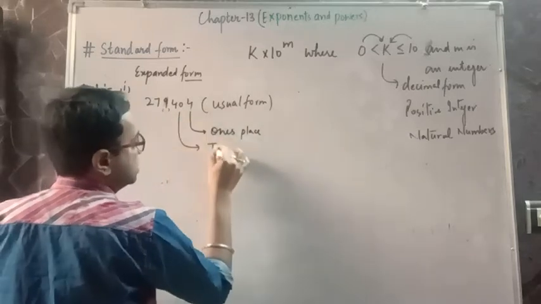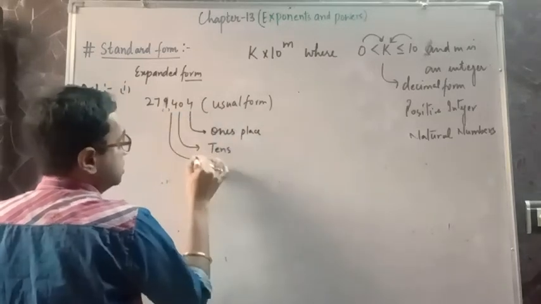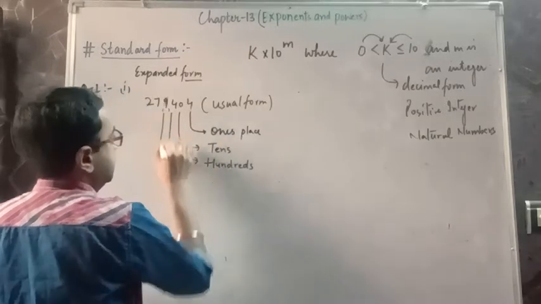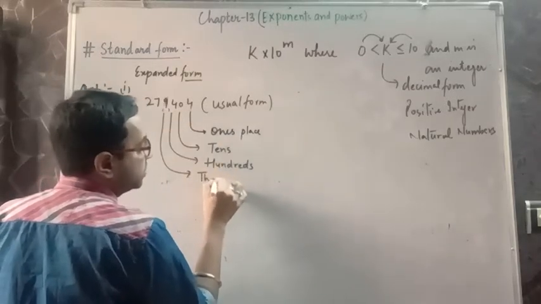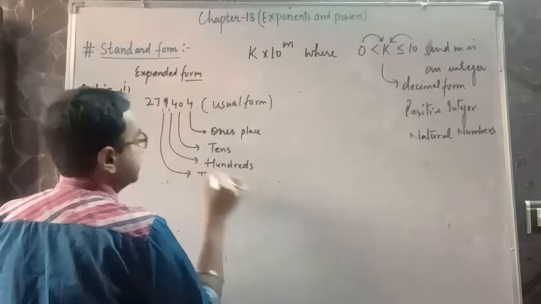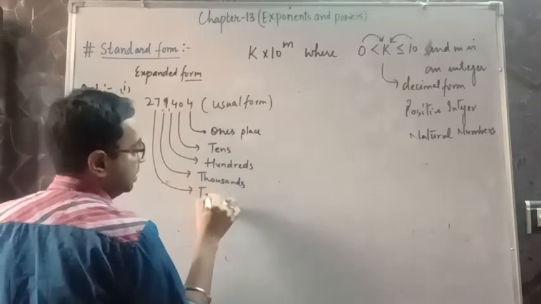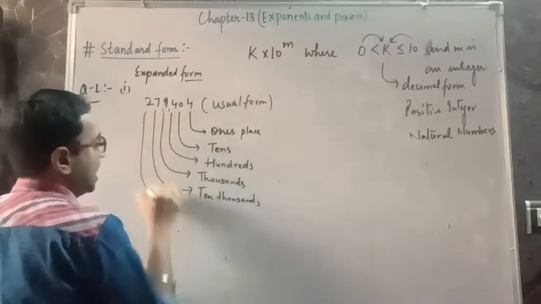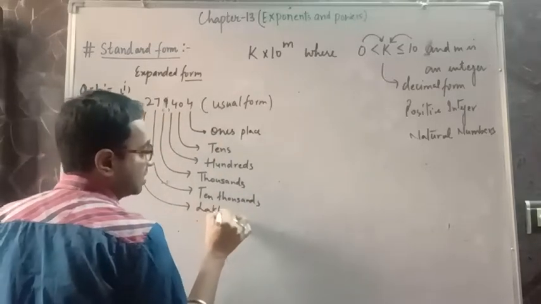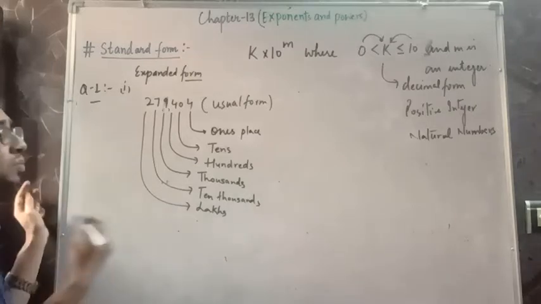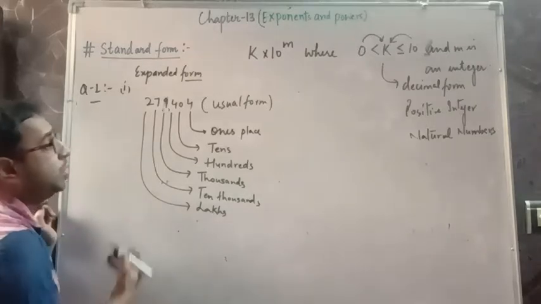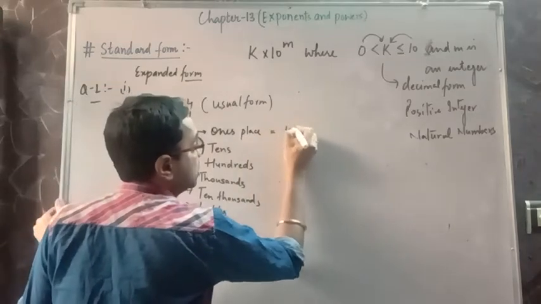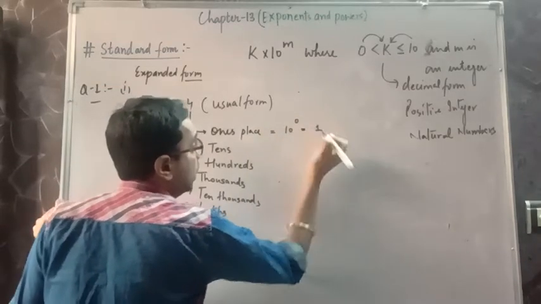Then 0 is at tens, then hundreds, then thousands, then 10,000s, and then lakhs and so on, 10 lakhs, then crores, then 10 crores, then millions. That way we do it. What we do, we multiply. 1 means what? Can I write 1 as 10 raised to power 0, because that is equal to 1?